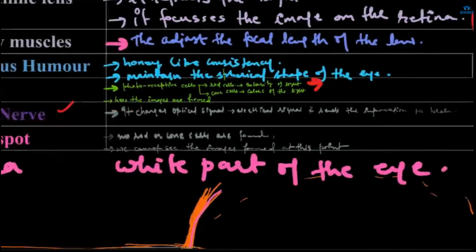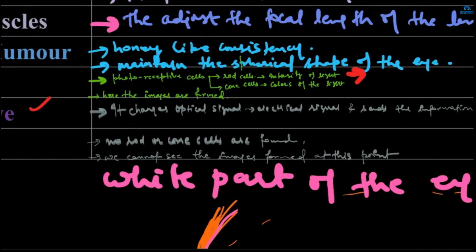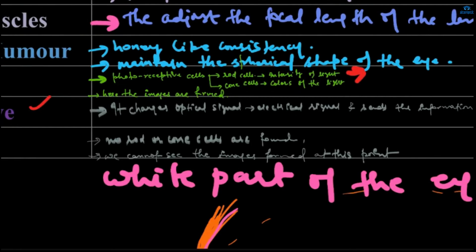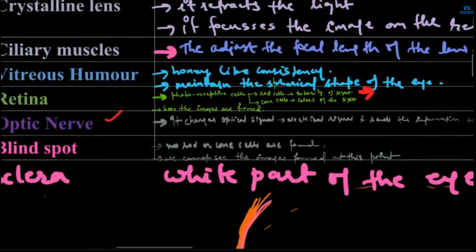And the blind spot. What is the blind spot? Where no rod cells and cone cells are found. Here no rod cells and cone cells are found, so we cannot see the objects. We cannot see the images formed at this point, because there are no rod cells or cone cells. It cannot tell us about the intensity of light, and it cannot tell us about the color of the light. So whatever images are formed, we will not be able to see that image.